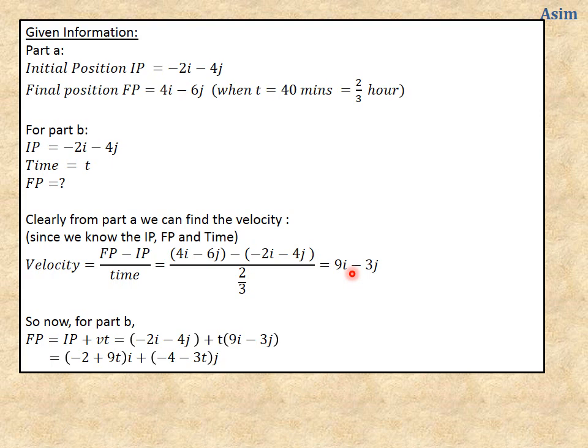Now definitely in the question they said it is going with constant velocity. So whether it is part A or part B, the velocity is going to be the same. And now for part B, they said find in terms of time t. The initial position is definitely known, time is t because they said after t hours, and we got the velocity also. Now remember this formula we studied, it's the same formula rearranged basically. So FP is velocity times time plus IP. You just substitute the values, you got the answer. So this is the answer to part B. We got the final position in terms of time t. Let's go to the next slide.